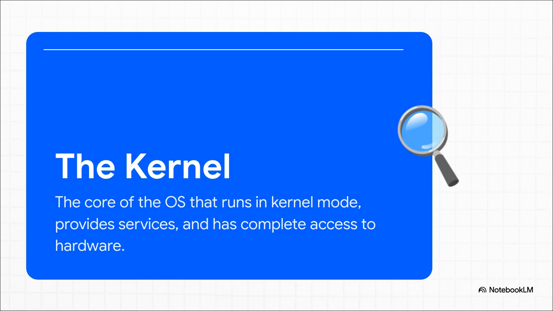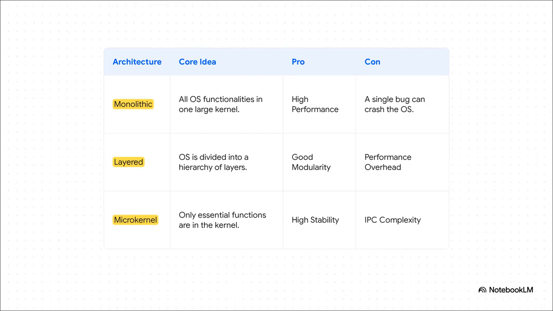So, just to be crystal clear, the kernel is the boss. It's the part of the OS that has total, complete control over everything. It handles managing processes, managing memory. It's the ultimate decision maker for the entire system. And how this boss is structured, that defines the entire personality of an operating system. Okay, this table lays out the main design philosophies, and the trade-offs are just fascinating.